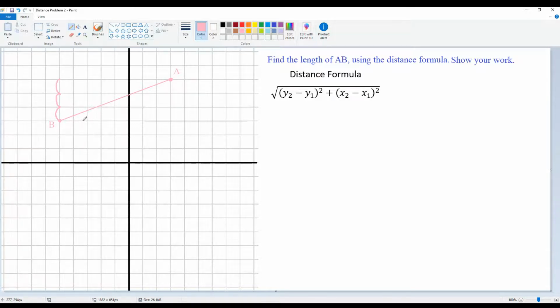So if you're calculating your slope at the same time, you'll notice that you're getting the same number there. So my B coordinate is -5, 3, and my A coordinate is 3, 6.